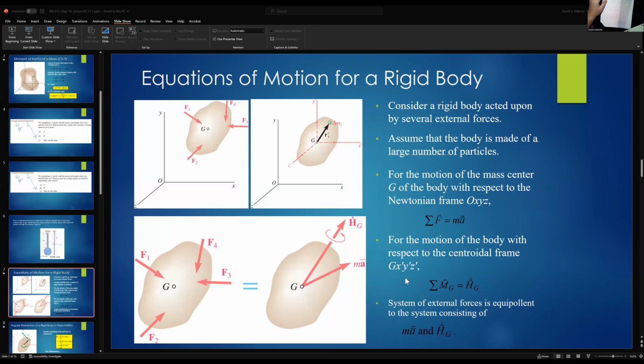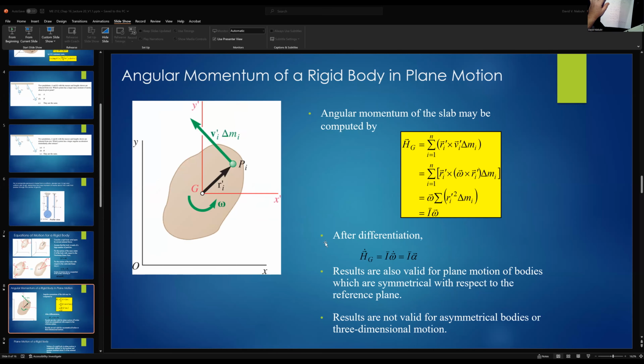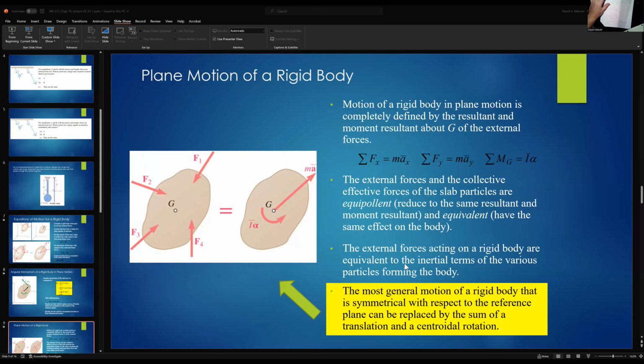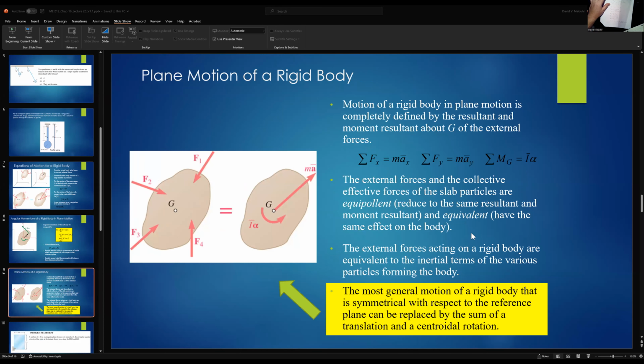The diagrams show this here, and you can pause the video to read what this says. But here's the derivation, where it came from. This is stuff I would expect you can look at in the book. You don't need me to regurgitate it for you. I think the important thing is that we can describe general motion of a rigid body by replacing it by the sum of the translation and the centroidal rotation. So translation being m a and rotation being I alpha. That's an important takeaway with this.